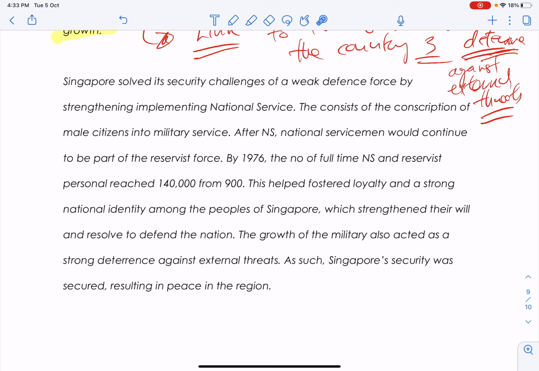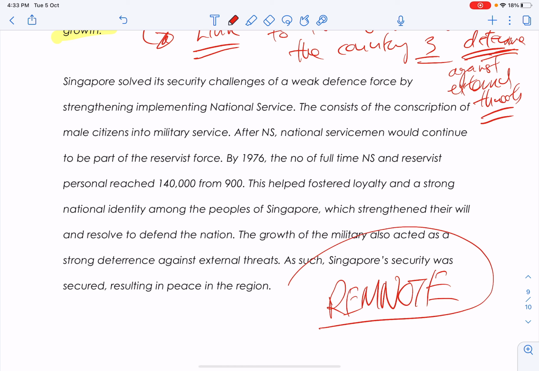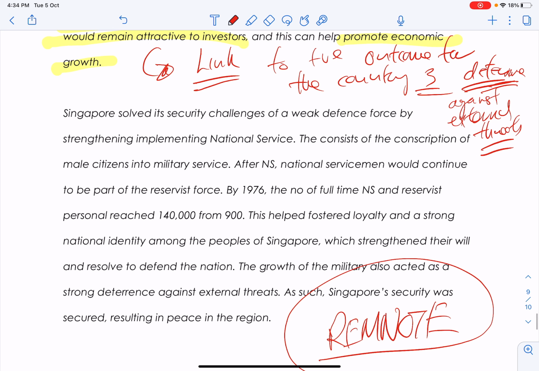Okay? So, all the different details I have given to you are in a big flow chart inside your RemNote. Alright? So go and study the RemNote, and that will give you the flow chart of how you explain, how you write your point, how you write your elaboration, and how you write your explanation.